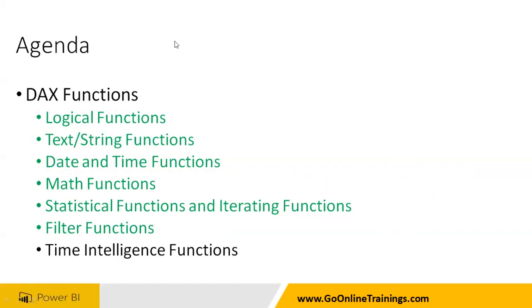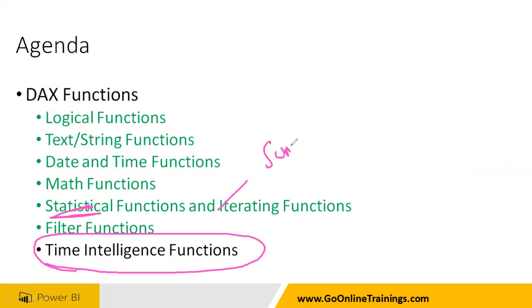Anything you got? Now, the last one is called time intelligence functions. This one I have added, guys. Statistical functions, iterating functions, meaning simply sum, and ranking functions, you watch them. And the time intelligence functions also I'm going to be adding. These are very, very simple. You will be able to understand.